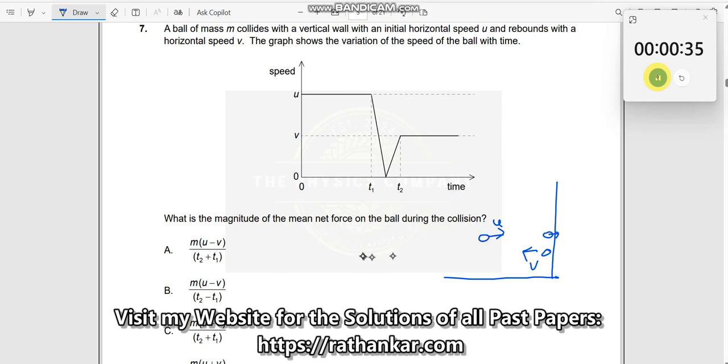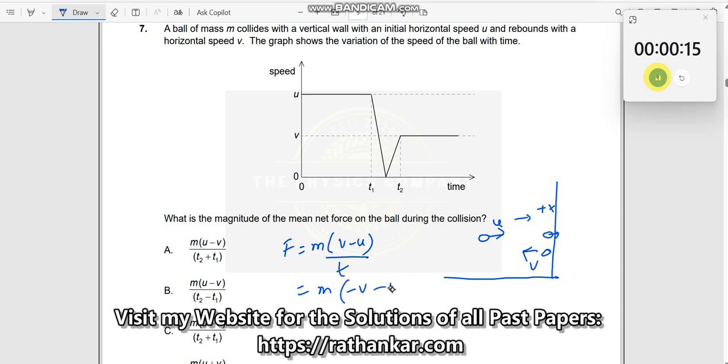Okay, what is the force? So, considering this as the plus x direction, this is your negative direction. So, force can be written as m into v minus u divided by t, right? What is m? m is the mass given over here. What is v? v is minus v, because it is in the negative direction.